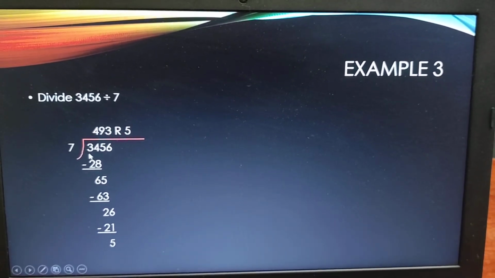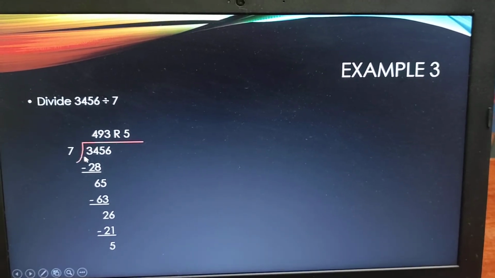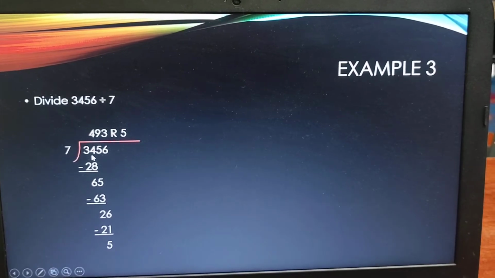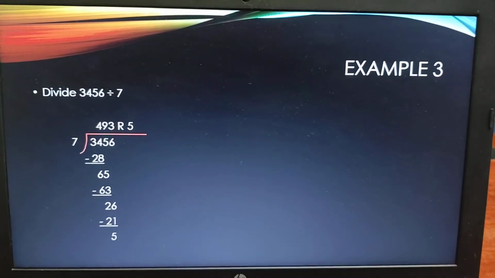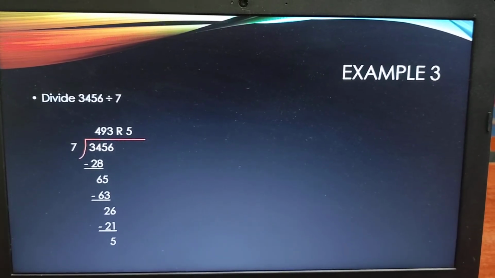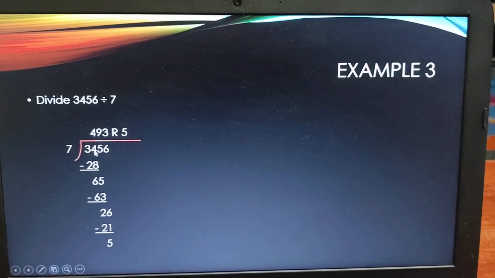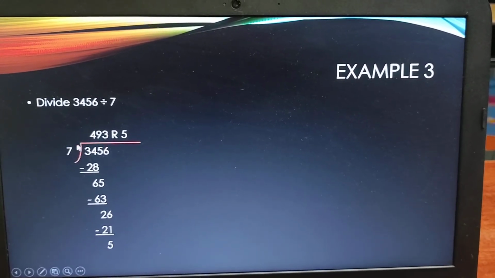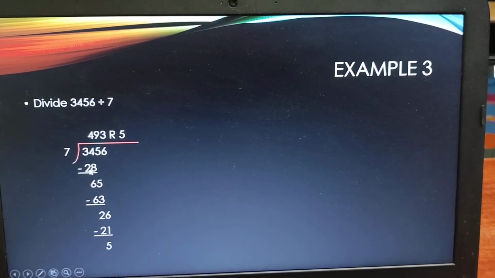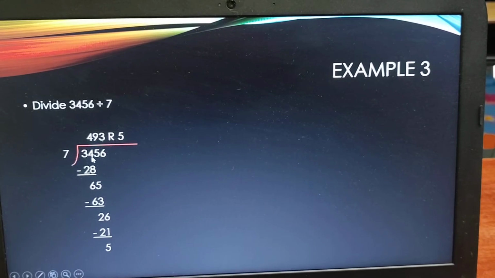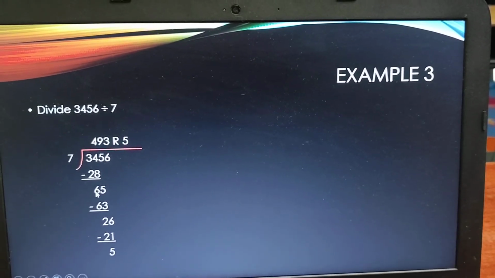7 cannot go into 3, so I need to move on to the next number and think, how many times does 7 go into 34? Well, I know that it goes in 4 times. It has to go in without going over. If you have a number that, when you multiply together, is bigger than what you're going into, you can't use it. It's got to be under, at least equal or under. So 7 times 4 is 28. I write 28 under the 34 since that's what I'm working with. And now I subtract. 34 minus 28 is 6.